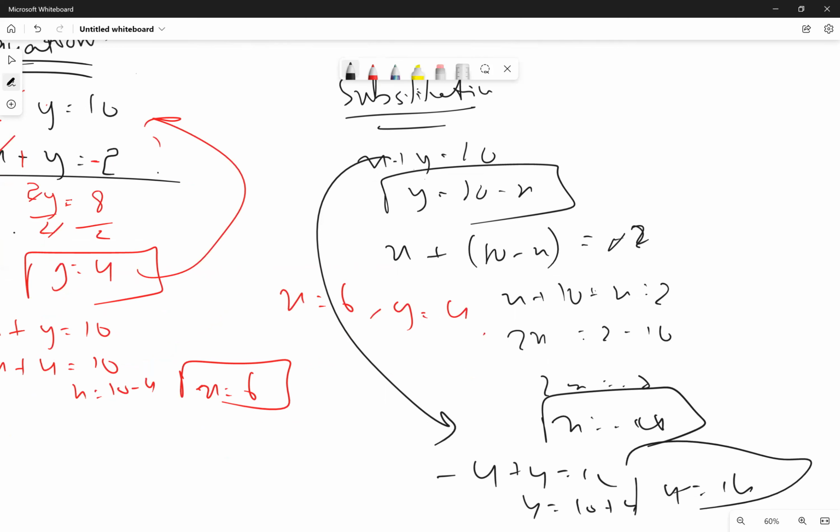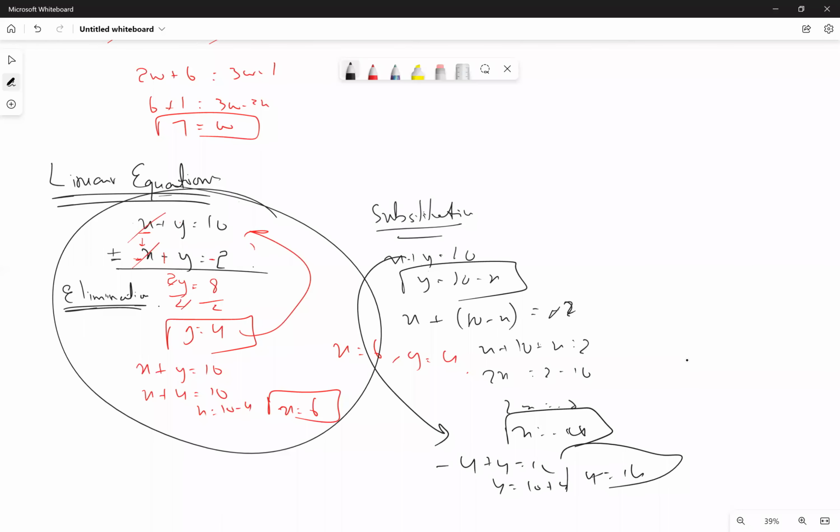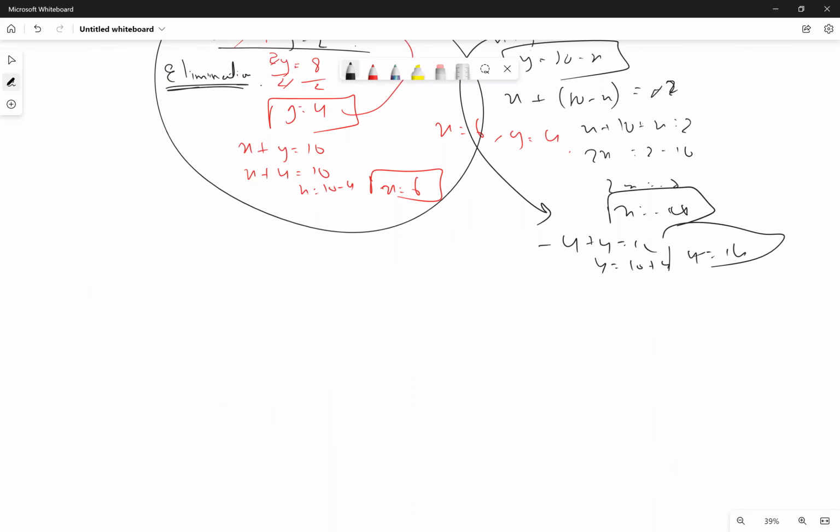So you have both of these ways of solving the equations, either by substitution or elimination. I would recommend going for the elimination method. It's quicker and it's going to save your time on the exam.